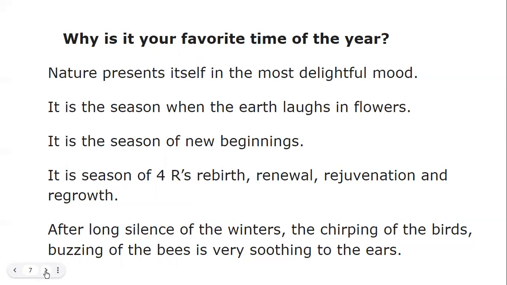One, this is my favorite time because nature presents itself in the most delightful mood. It's a season when the earth laughs in flowers. What do you mean by the earth laughs in flowers? It's the season of blooming, basically. You can see everywhere beautiful flowers like tulips, lilies, roses, right? It's a season of new beginnings. It's a season of 4 Rs: rebirth, renewal, rejuvenation, and regrowth.